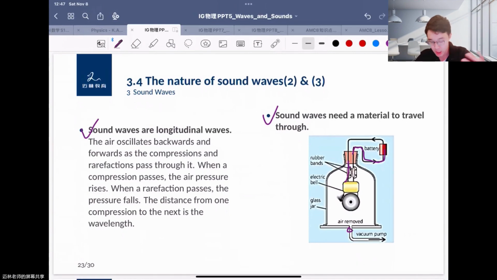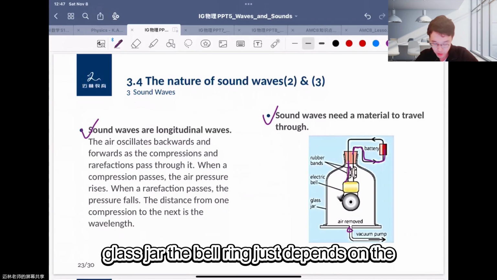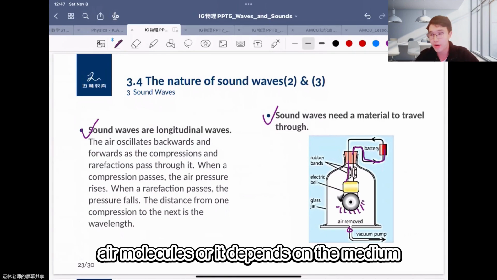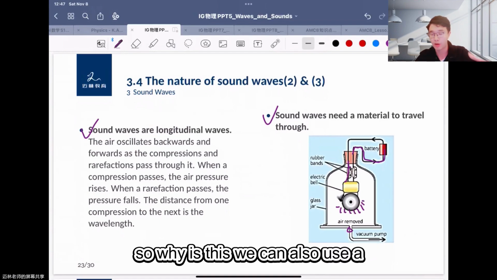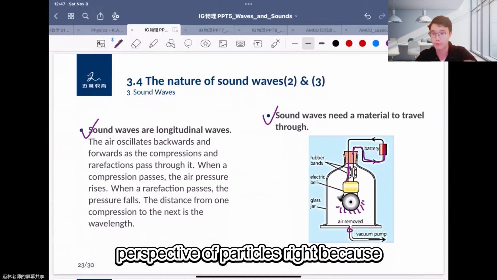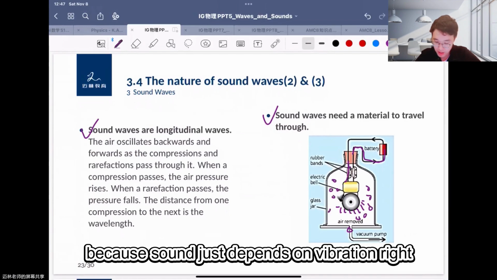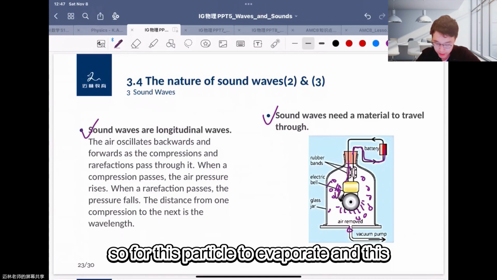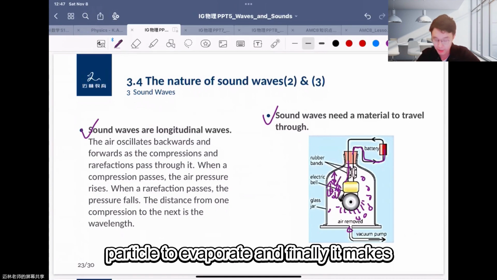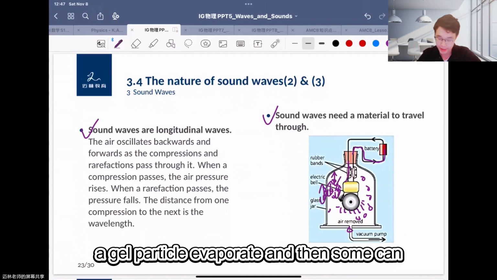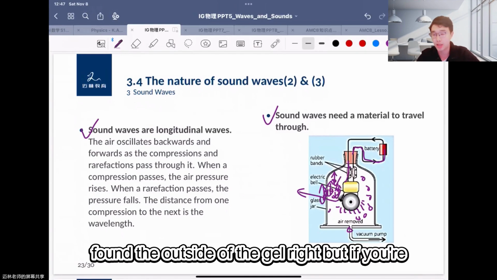So we can say that here in the glass jar, the bell ring just depends on the air molecules, or it depends on the medium. Okay. So why is this? We can also use the perspective of particles, right? Particles vibrate and the sound travels, because sound just depends on vibration, right? So for this particle to vibrate, and this particle to vibrate, and finally it makes the jar particle vibrate, and then the sound can travel outside of the jar, right?